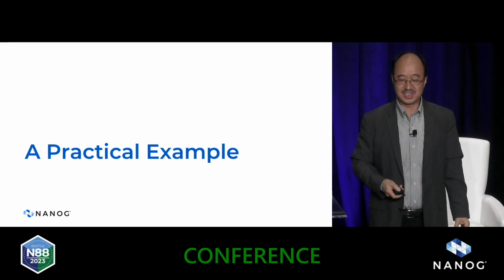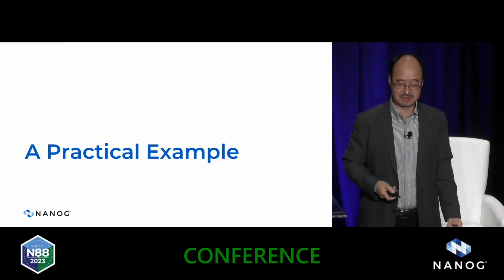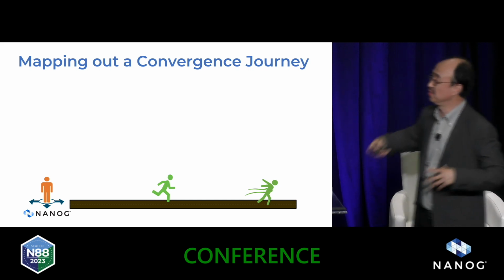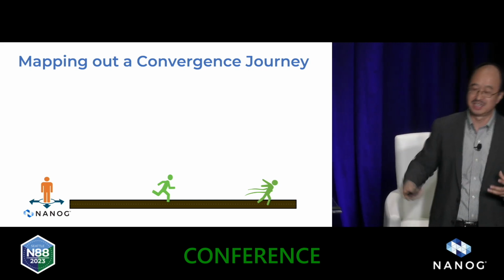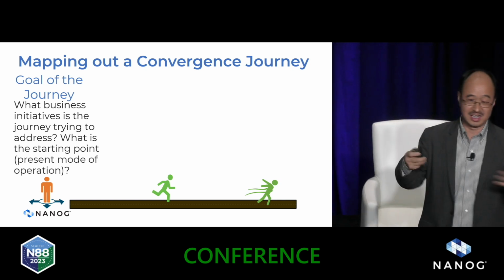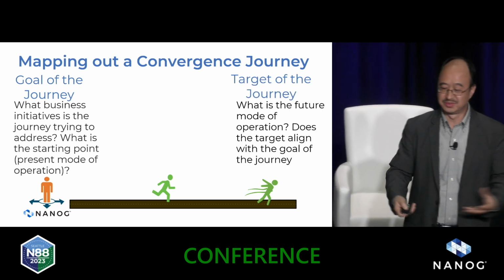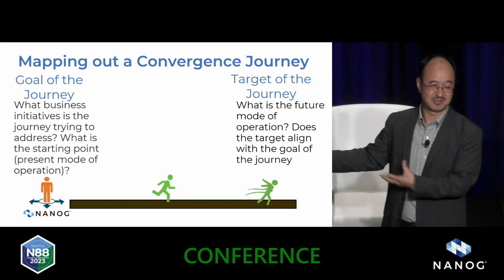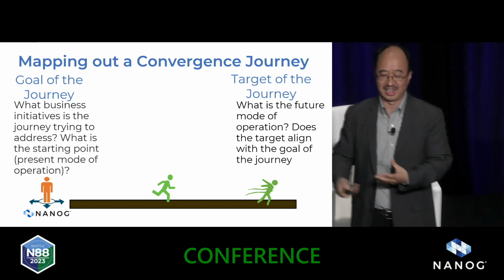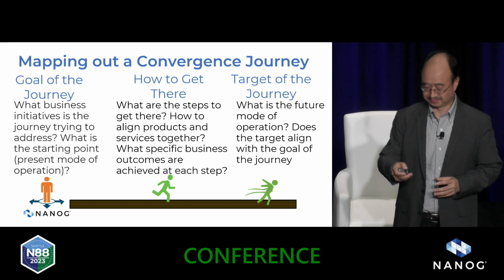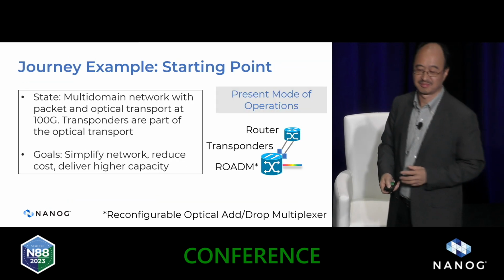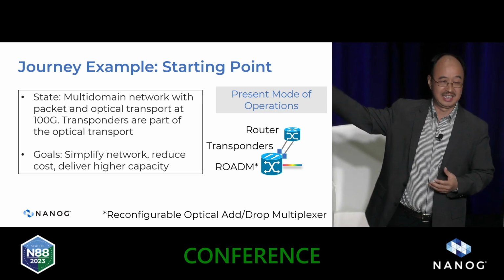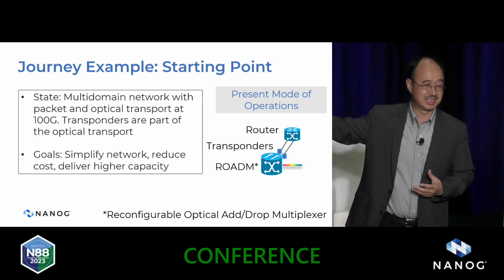Now let's look at the practical example. Anytime you start a journey, build a complex journey like a convergence, you need to, again, understand what you're trying to do, where you're going, right? That's typically what you do when you make a journey, and how to get there. In this simple example, we're going to look at the integration of digital coherent optics into routers.